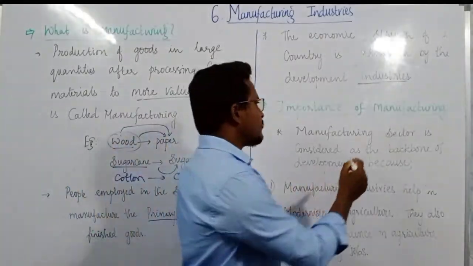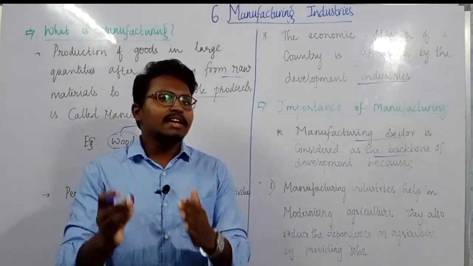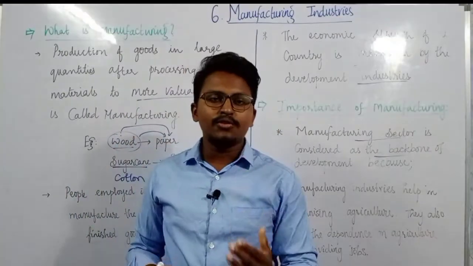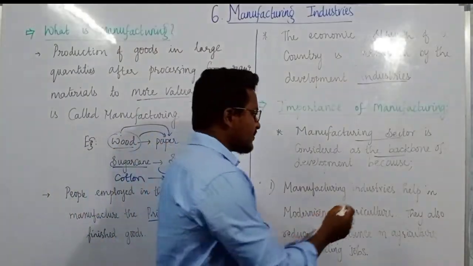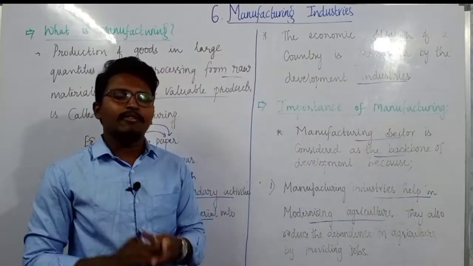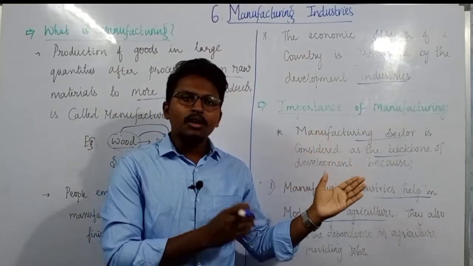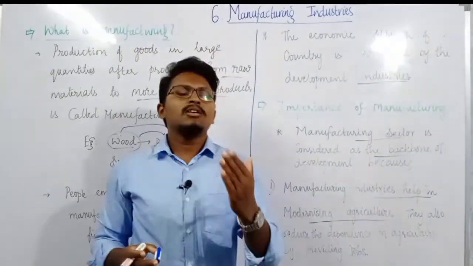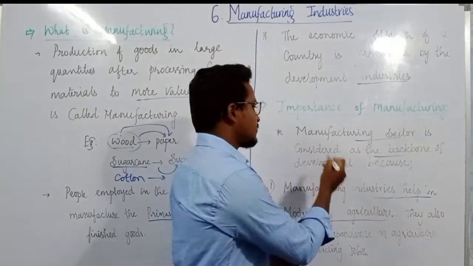And as you all know, the manufacturing sector is considered the backbone of development. That means any country's development, the main backbone is industries. So how they are useful, why they are so important, that is what we'll see. So the first and very important thing is that manufacturing industries help in modernizing agriculture. Very important thing. Why? Because once upon a time, we used to do agriculture using traditional tools. But as you see, all the modern technology or modern tools are being used in agriculture. And the reason is because of these industries.